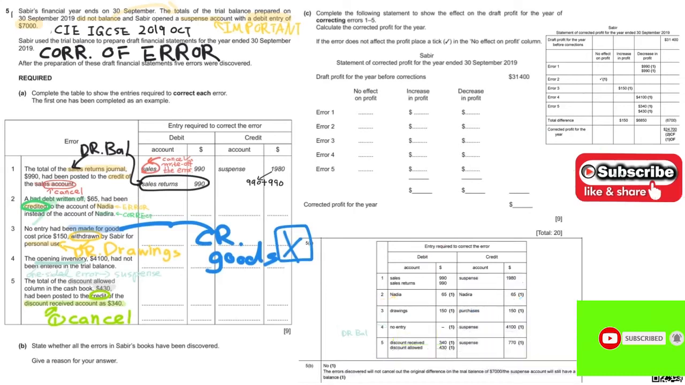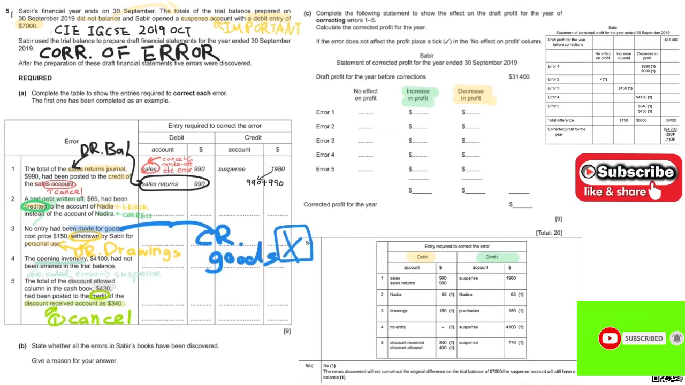So when we take a look, how would it affect the profit? First of all, let's take a look at the debit side and the credit side. For the debit side, it's about decreasing profit. So that's one thing you have to bear in mind. On the other hand, for the credit side, it's about increasing profit. So we have to highlight those.